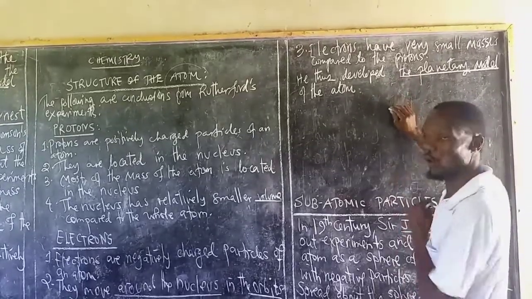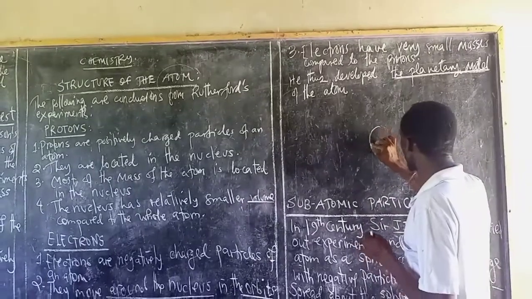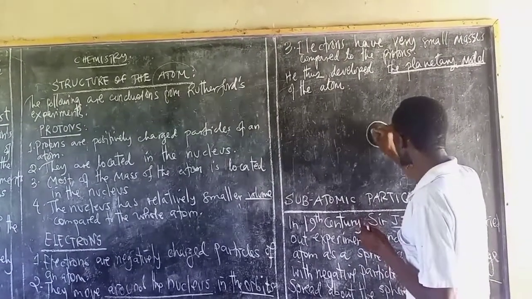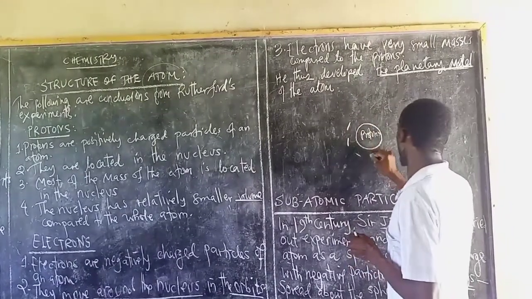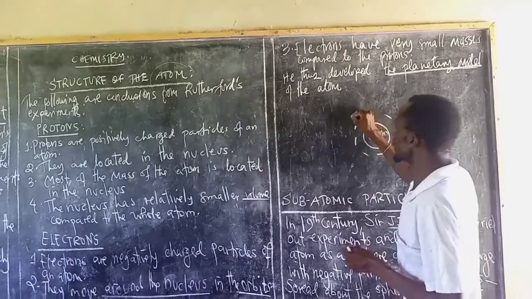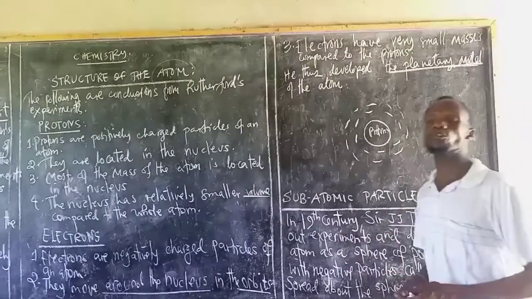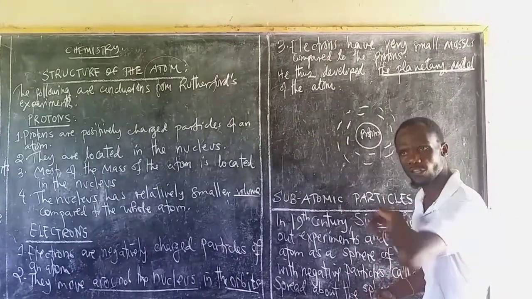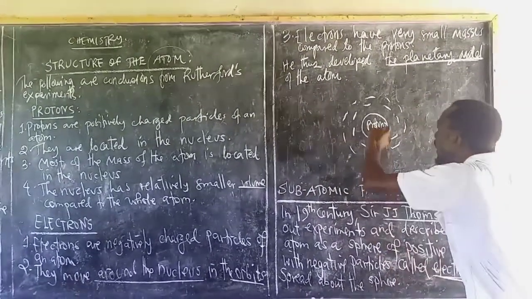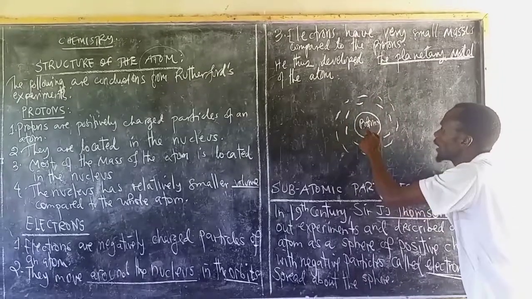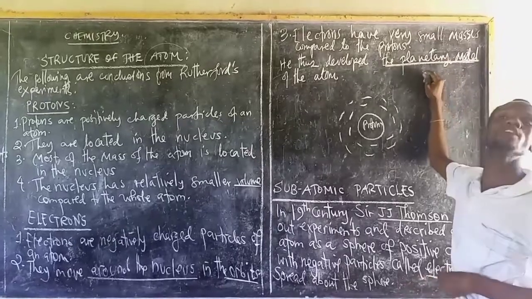And he called this model the planetary model. You see here the nucleus, inside which there are protons, and outside the nucleus we have electrons moving around it. So this is just like a planetary model. As planets move around the sun, as you learned in geography, electrons also move like planets around the nucleus. That's why he called it the planetary model of the atom.